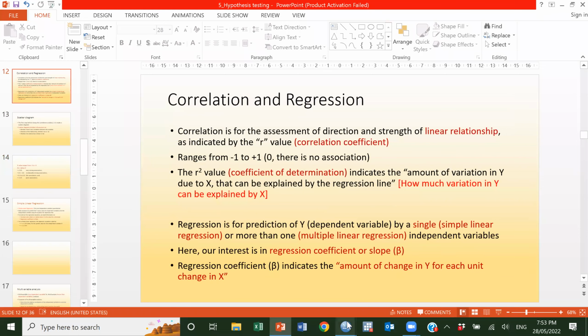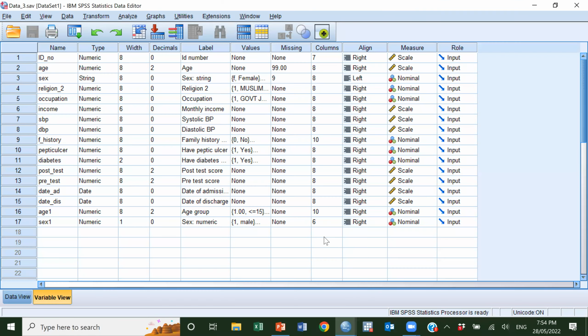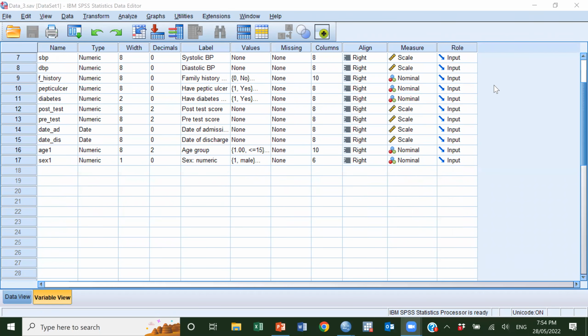Suppose we are interested to find whether systolic and diastolic blood pressure is associated or not. In other words, we can also say that whether there is correlation between systolic and diastolic blood pressure. So if we want to know this, we shall have to use the correlation statistics.